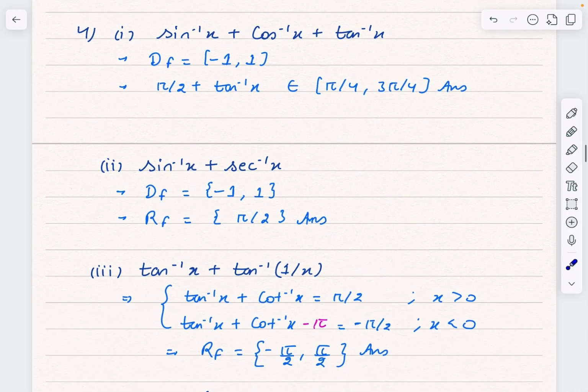Next, sine inverse x plus sec inverse x. Here, the domain is minus 1 and 1. Only two numbers. And when you put minus 1, you get pi by 2. When you put 1, you get pi by 2. So in the range, we have only one number, that is plus pi by 2.